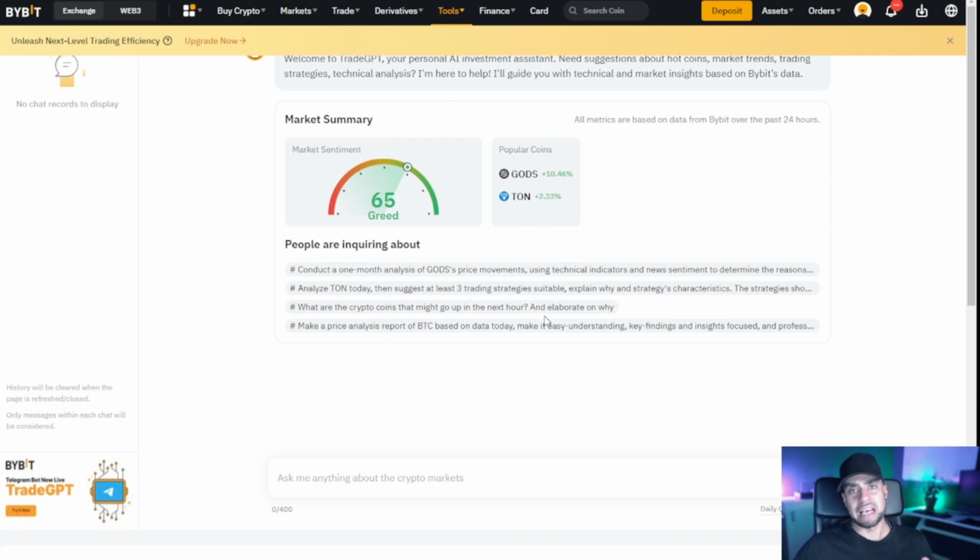Now, same thing as with ChatGPT, don't rely on it blindly to give you the full facts on everything. But this is definitely something that will guide you and point you in the right directions. And you can actually ask it to give you a market summary like this, and it will give it to you about a specific token or whatever it is.